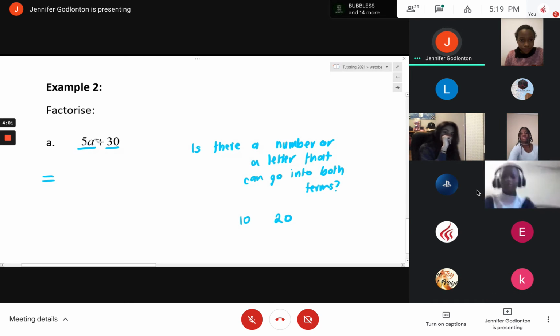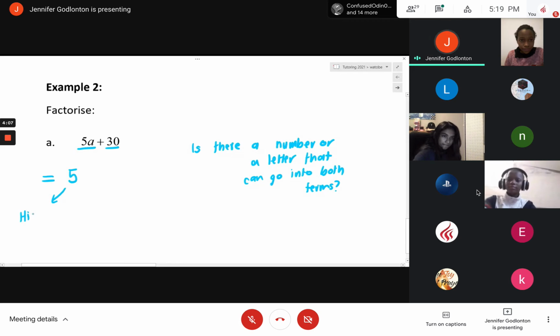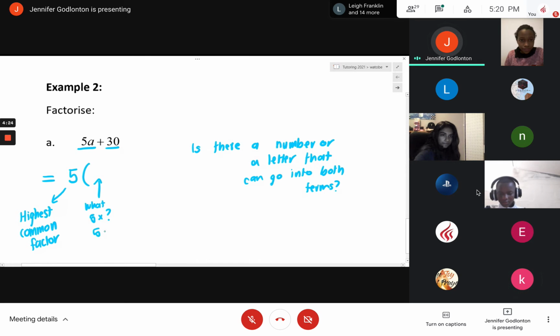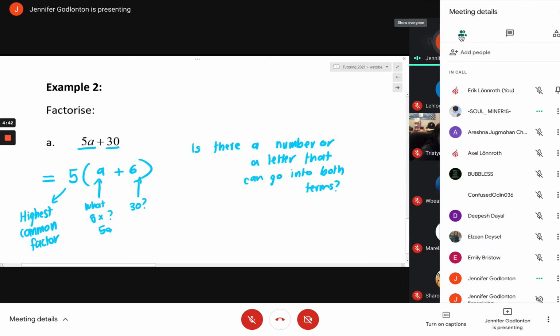Okay, so 5 can go into both. And so we take 5 out as something called the highest common factor. It's a factor because it can go into both of our terms. And then when we fill in what's in the bracket, we're saying, what must I multiply 5 by to get 5a? A. Exactly. And what would I multiply 5 by to get to 30? 6. There you go. And you've just factorized your first expression. Well done. That's as easy as it is.